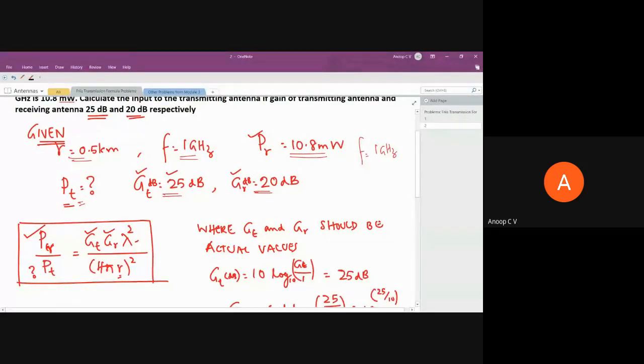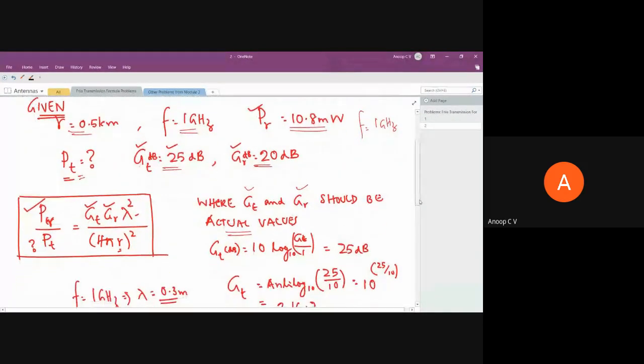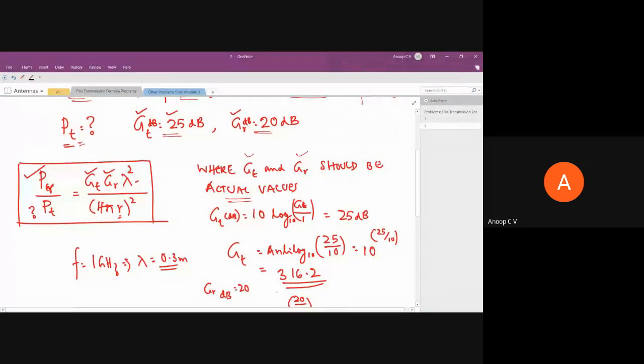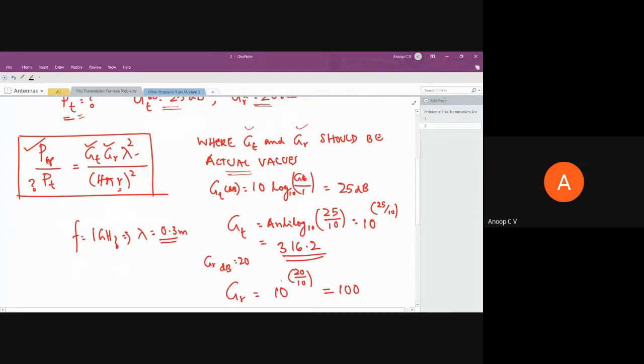But the problem here is that GT and GR are given in dB. So the GT and GR which are substituted should be actual values. GT in dB is given to be 25 dB, so 10 log to the base 10 of GT is 25 dB. The actual GT will be 10 to the power 25 by 10, that is 316.2. Similarly, GR is given to be 20 dB, so the actual value will be 100. You have to substitute it there. And for F equal to 1 gigahertz, lambda will be equal to C by F, that is 0.3 meter. So you substitute everything here and find the unknown.